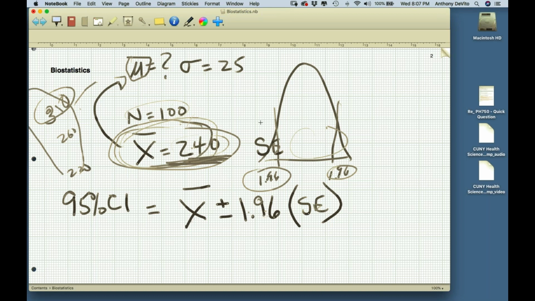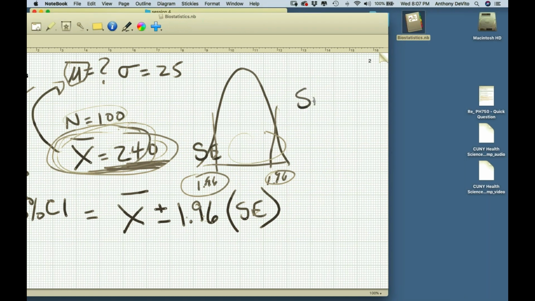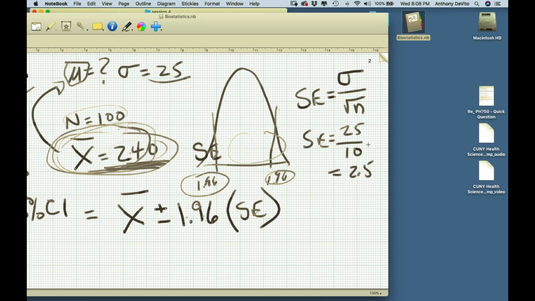Well, what is my standard error equal to? Do we have the information we need here to calculate my standard error? What do I need to calculate my standard error? The population standard deviation and the sample size. Do I have those? Yeah, I do, right? So the standard error is equal to 25 divided by the square root of 100, the sample size, which is 10. So our standard error is equal to 2.5.